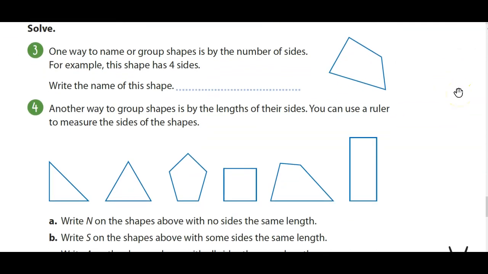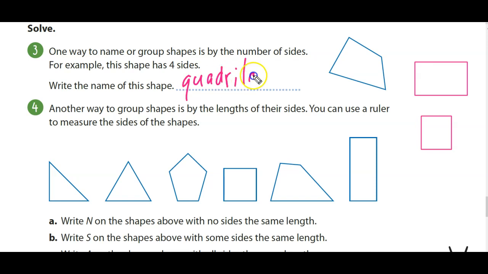One way to name or group shapes is by the number of sides. For example, this shape has 4 sides. So what is the name? If it was a rectangle, it would be perfect, like this. Like that. If it was a square, okay, but it's not. However, if it does have 4 sides, it's actually called a quadrilateral. Quad means 4, lateral means sides, so 4 sides.